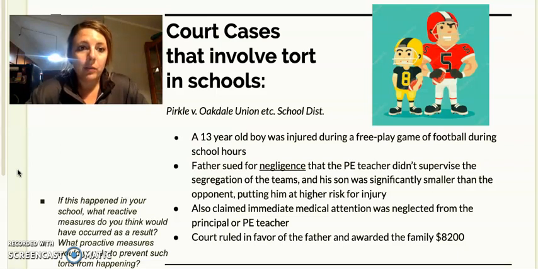A good way would be just consistent monitoring, using your best judgment, your best common sense with how out of hand or how aggressive different games and activities are being played on school grounds, just to cover your bases again.